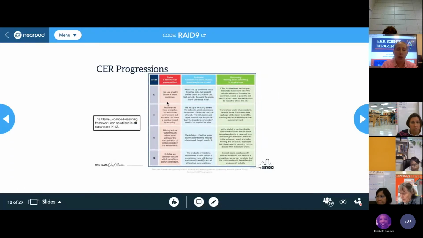This is a CER progression, and you can kind of see they have a kindergarten, a 5th, a 9th, and then a 12th of where they should be at. So now that the state's mandating that science must be taught in K through 5, as the years progress, we're hoping to see more and more science proficiency by the time kids do get to middle school and high school, because they start CERs in kindergarten.